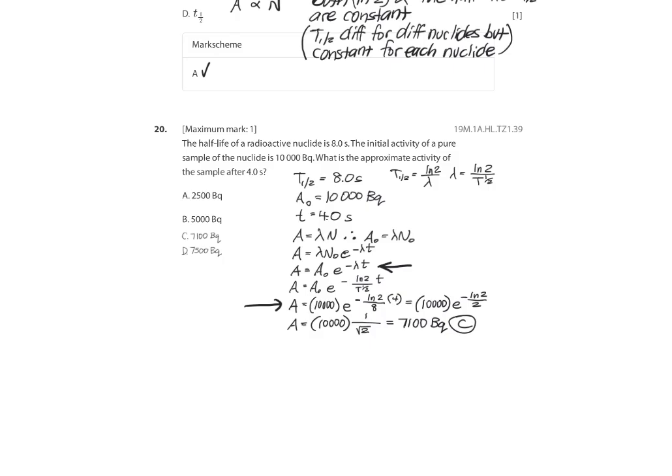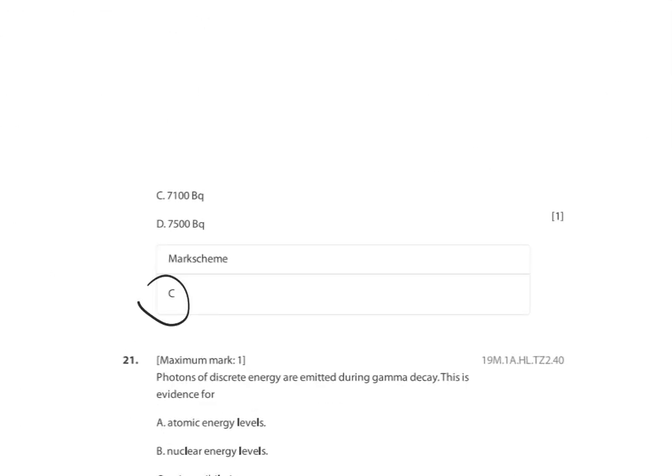There's an expression in physics where we say we leave it as an exercise to the reader to resolve. Actually, no, I won't. I'm going to show you how we get from e to the negative natural log 2 over 2 to 1 over radical 2. But anyway, 1 over radical 2 times 10,000 is 7,100, and so it's choice C, which agrees with the mark scheme, which is over here, of course, because they're annoying.